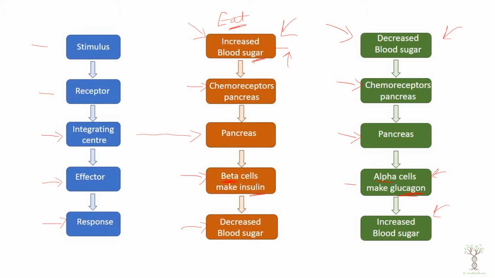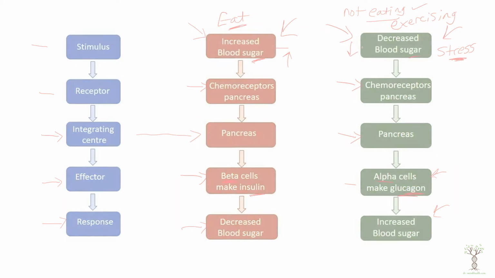What causes decreased blood sugar? There are a couple of things. One is having periods of time when we're not eating. When we are exercising, because we can tell the muscle cells to use glucose to make energy. And also during a stress response, because the body needs to have more blood sugar to make lots of ATP during a stress response. So these three factors are the main things that will cause blood sugar to decrease.